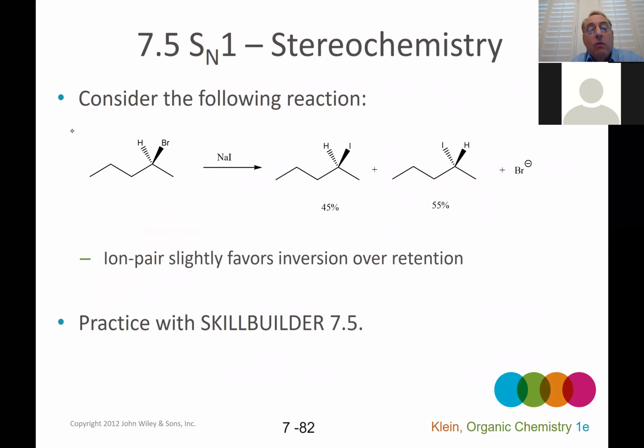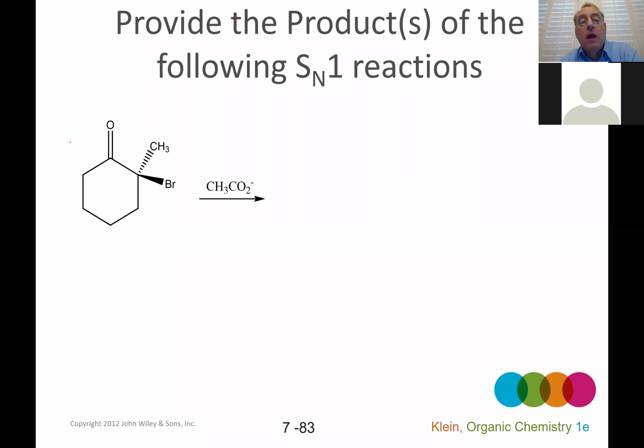I'll show you an example of actual reactions. Here's an actual reaction where the nucleophile is iodide. It's under SN1 conditions. You see, this is an S bromide. You get 55% of the R and 45% of the S. So you get a slight favoring of inversion, okay? It's almost pure racemization, okay? So that's a big difference between SN1 and SN2.